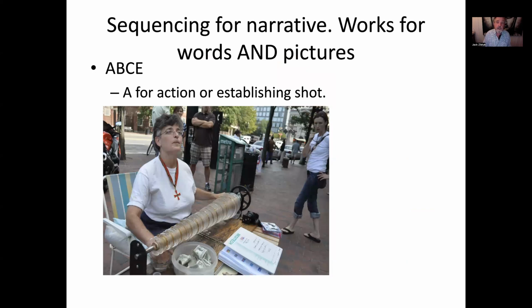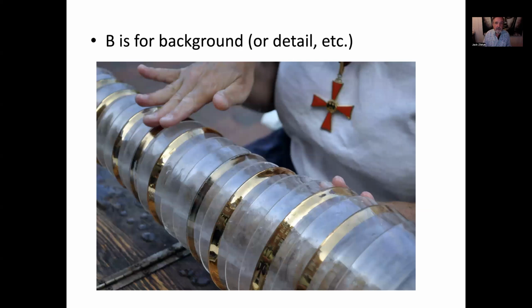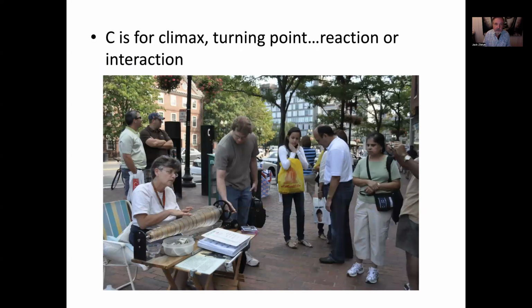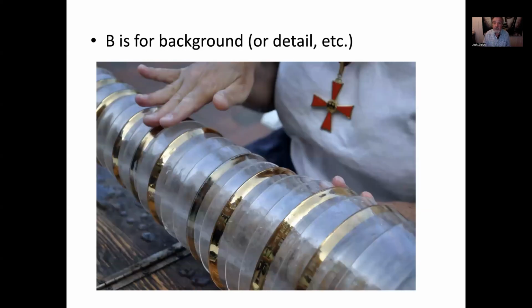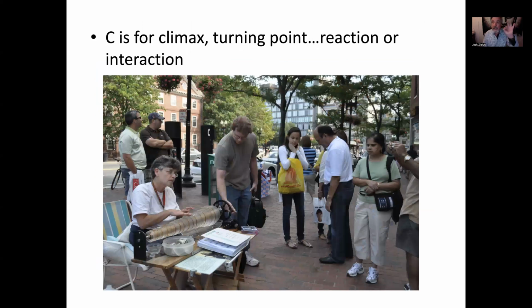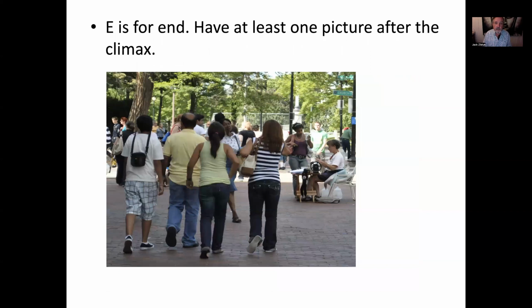Sequencing, when you're putting things together, that's more for videos, but I'll show you anyway. A, B, C, E. A for action or establishing shot. B for background, detail. C for climax. This is the hard part, finding a climax when you make a photo essay. We're not doing that this week. And E is for end, something to take you out.